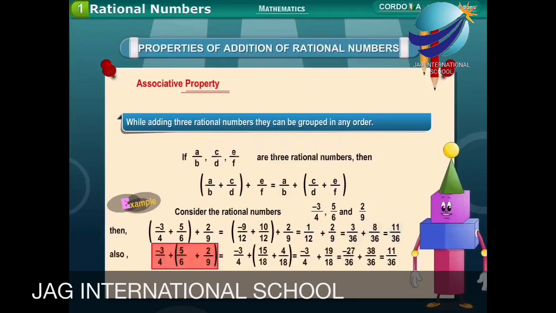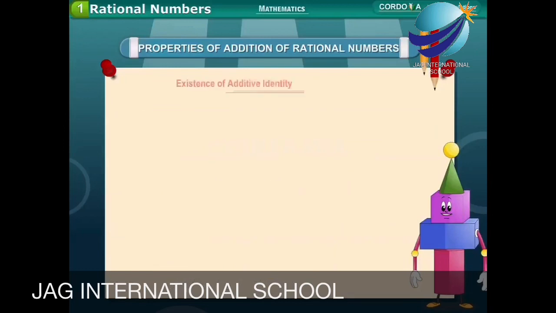Also, -3/4 + (5/6 + 2/9) = -3/4 + (15/18 + 4/18) = -3/4 + 19/18 = -27/36 + 38/36 = 11/36.